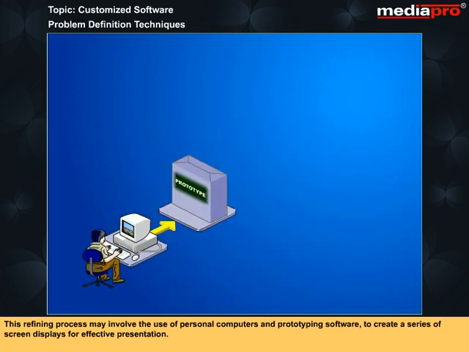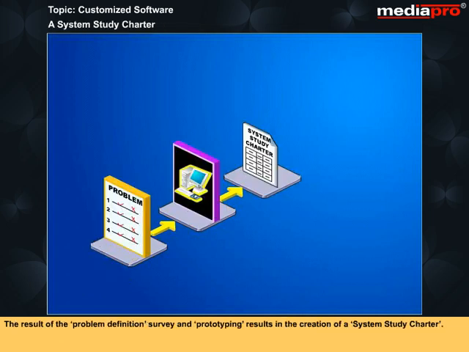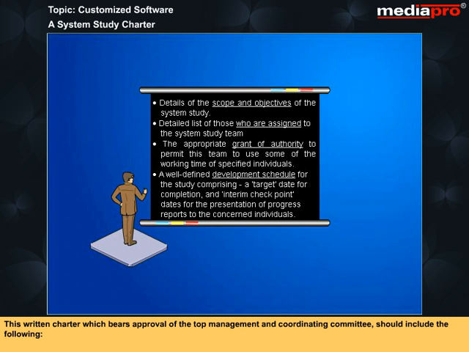This refining process may involve the use of personal computers and prototyping software to create a series of screen displays for effective presentation. The result of the problem definition survey and prototyping results in the creation of a system study charter. This written charter, which bears approval of the top management and coordinating committee, should include the following.